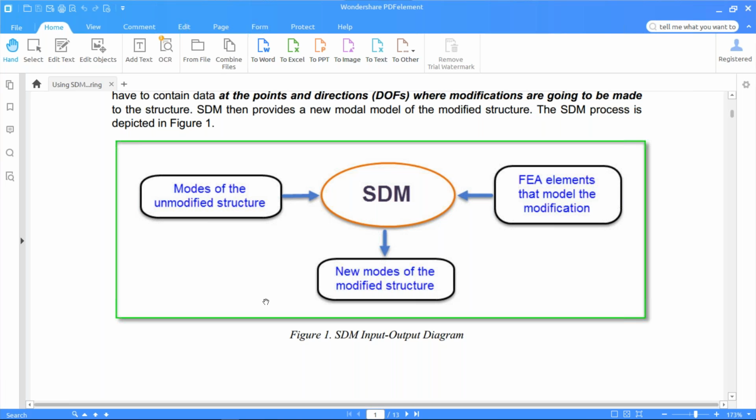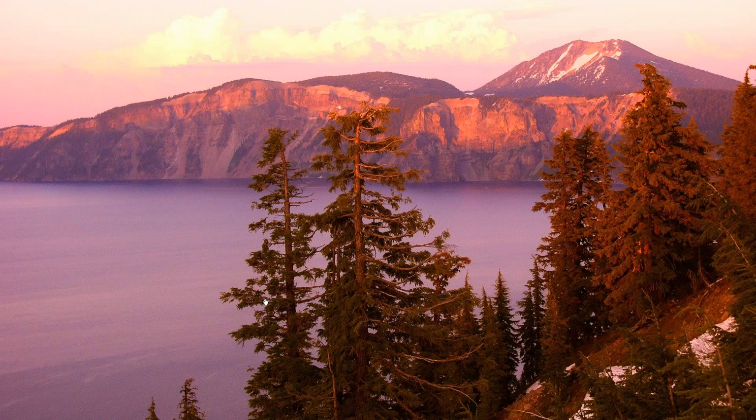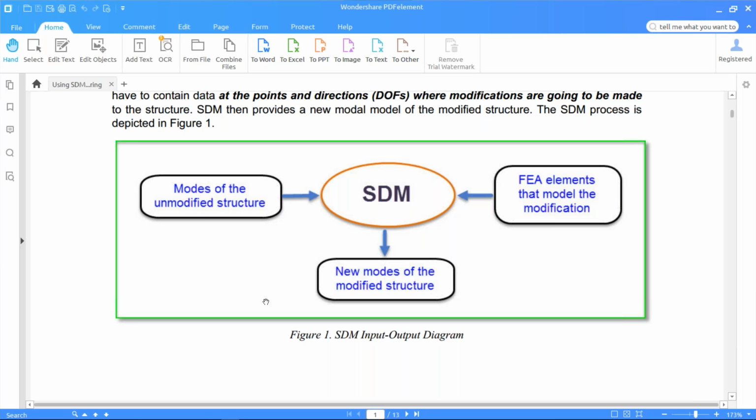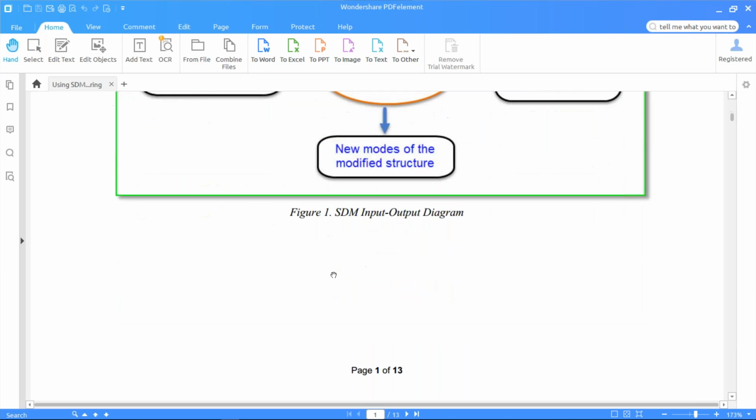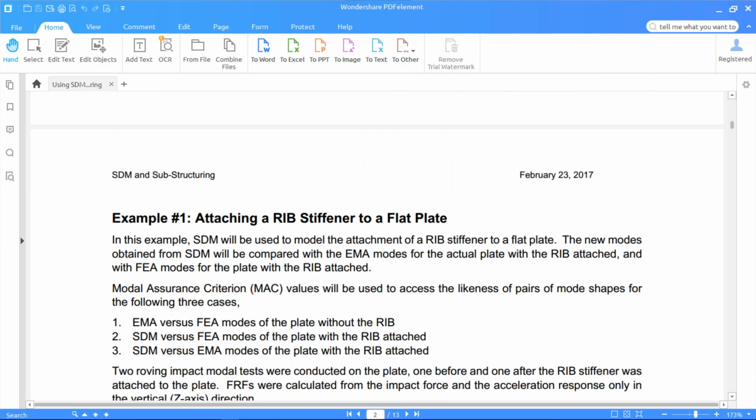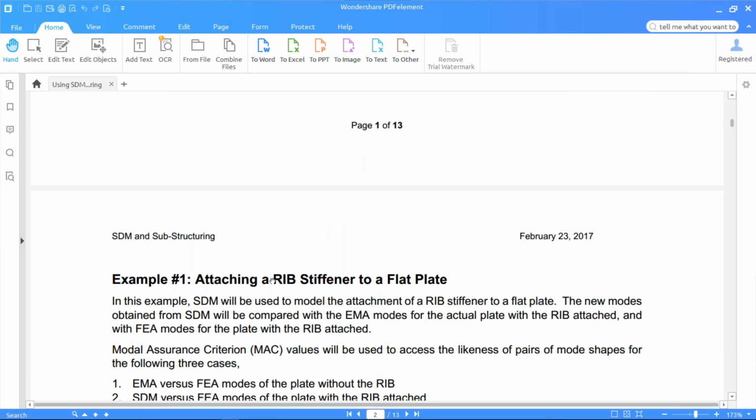What if the stiffness is this much? What if the thickness of the plate is this much? What if I change density, material properties of the material in a structure? So there's a number of different things we can do with SDM because it's such a fast and efficient algorithm.